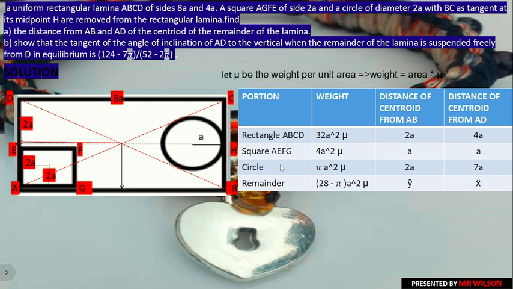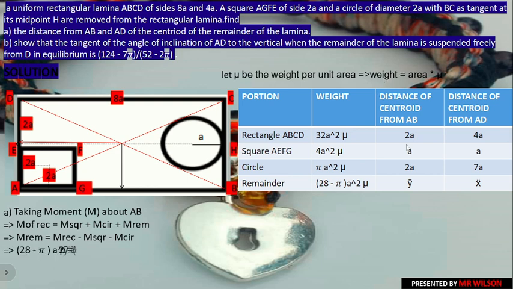Okay, so with that, now we pass to the solution. So here we are just going to be taking moments. Okay, because moment is the force, that is the weight, times perpendicular distance. Okay, so here we are to take moment about AB first. So what will be the moment of the rectangle? The whole body. The moment of the rectangle will be equal to the moment of the square plus the moment of the circle plus the remaining moment. Okay, so because if I have a rectangle like this one, I remove a square, I remove a circle, and now there's a remaining portion. Now what will be the moment of the whole body? It will be the moment of the square plus the moment of the circle plus the remaining moment. Okay, here is just simple analysis. Are we d'accord? Then we pass to the next part.